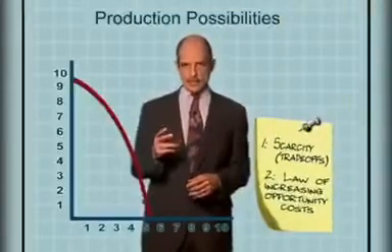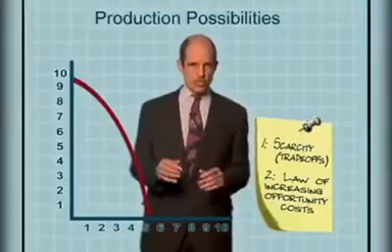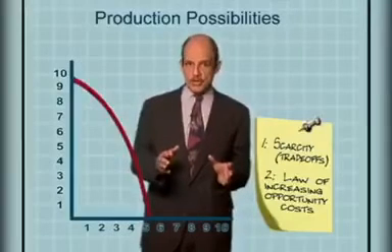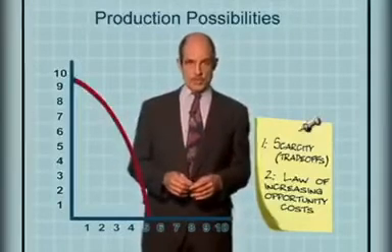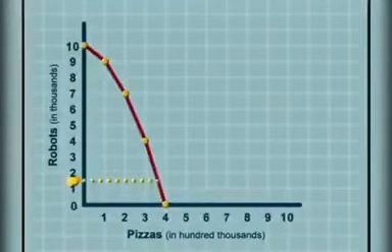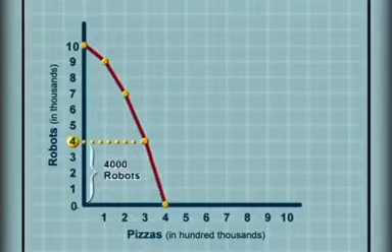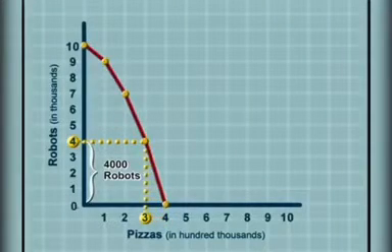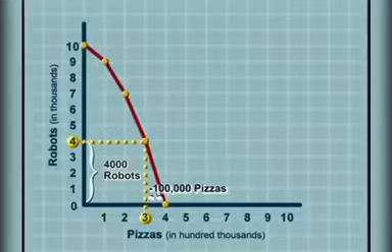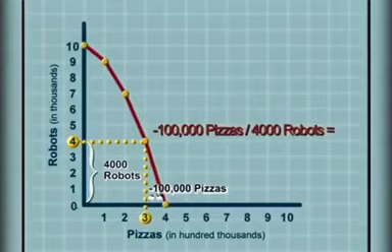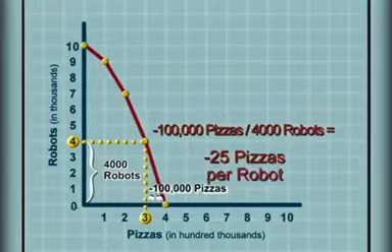The second lesson of the production possibilities curve is a little more subtle, that the more you make of anything, the greater its opportunity cost. Go from making 0 robots to 4,000 of them and we get quite a payoff. What does it cost us in terms of pizza? The chart makes it clear, 100,000 fewer pizzas. Or to put it another way, minus 100,000 pizzas divided by 4,000 robots. So the first 4,000 robots cost an average of 25 pizzas per mechanical man.